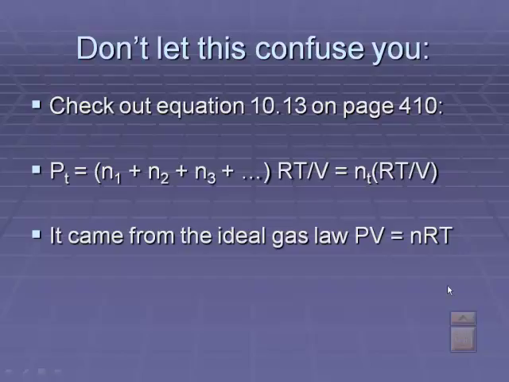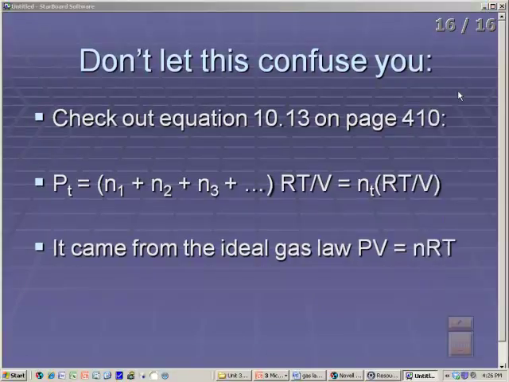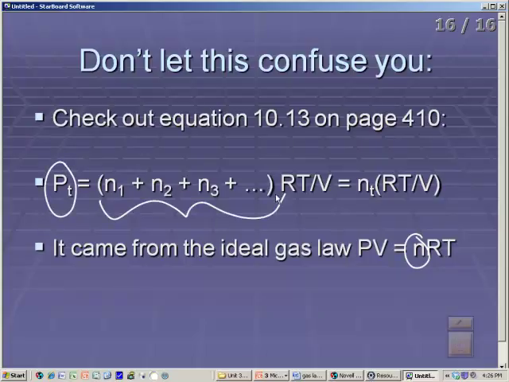So if you look at the ideal gas law, you always have to multiply that by this n, that's number of moles. So if you look at the total equation here, pressure total is equal to the addition of all the mole ratios times RT over V.